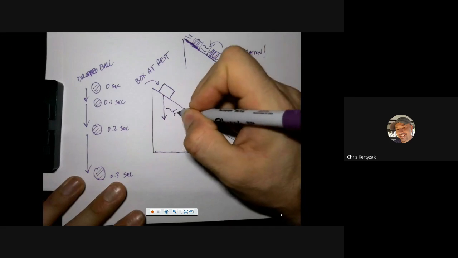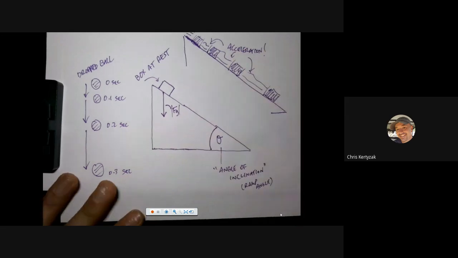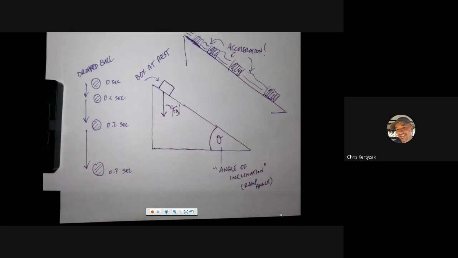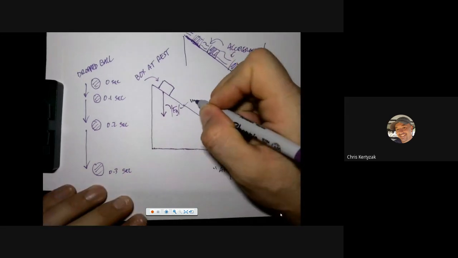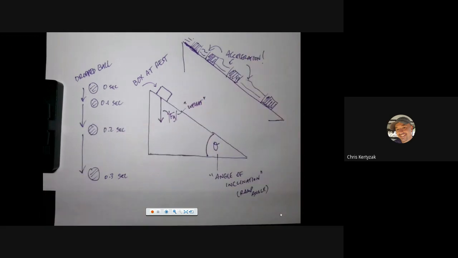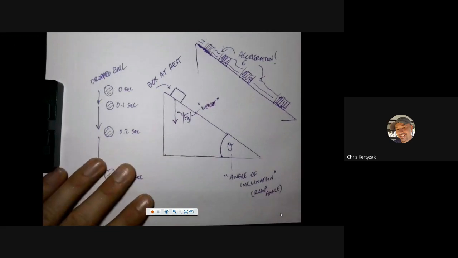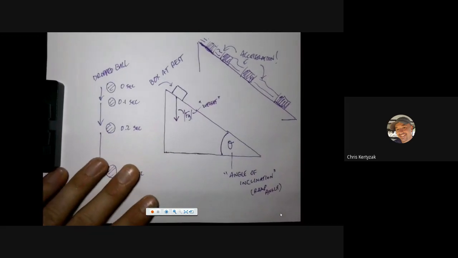This is usually written Fg, the force of gravity. I can put the magnitude symbol there if we want, which is, by the way, just the weight of the box. It pulls straight down, even though the box can't move straight down. Earth's gravitational pull is always in the downward direction, regardless of your direction of motion.